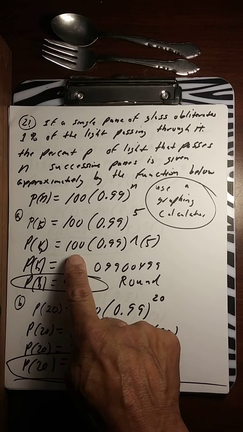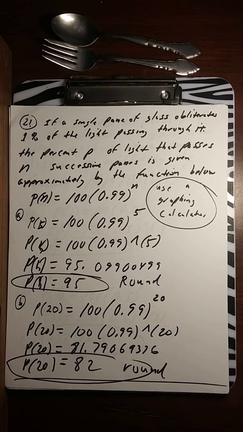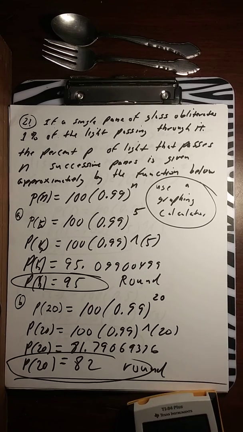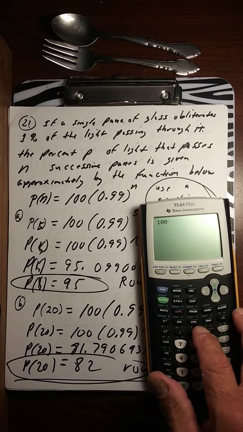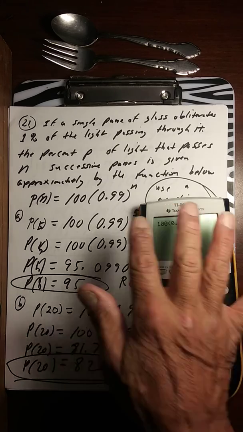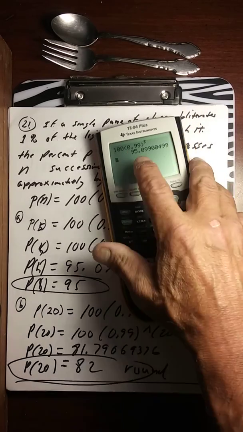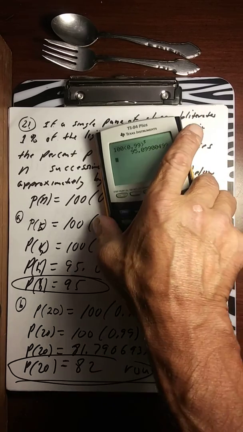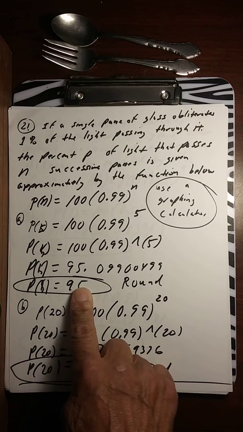There we go. So we put 5 in there, what's going to happen? We're going to get 100 times 0.99 to the 5 power. Put this in your calculator if you want. Let me get my machine out. It's going to be 100 parentheses 0.99 to the power of 5, which is 95.0 and some other numbers, or you can just round it to 95.